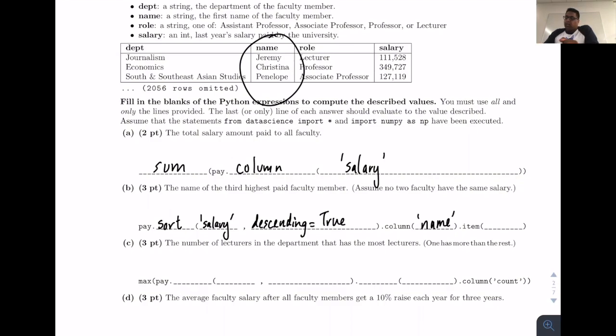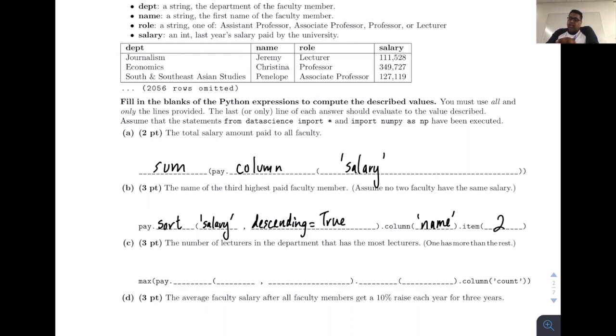Equivalently, instead of quote name, we could have written just 1 because we want the first column. And now we need to find .item something, right? Well, we want the 3rd highest paid faculty member, and we know in Python we start counting at the number 0. So 0 would correspond to the 1st highest paid faculty member. 1 would correspond to the 2nd highest paid. And then similarly, 2 would correspond to the 3rd highest paid faculty member. So this line right here will give us the name of the 3rd highest paid faculty member.